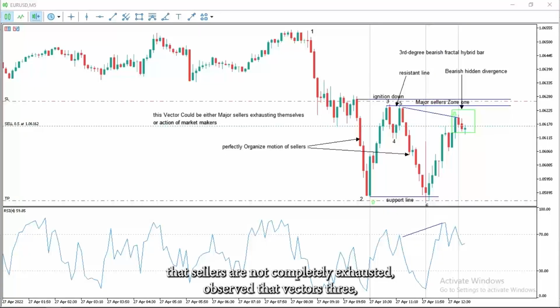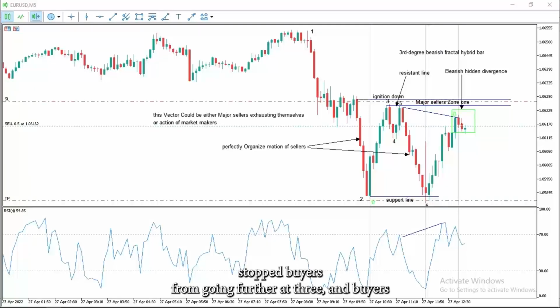Observe that vectors 3, 4, and 5 create yet another double top. The interpretation I get from this double top is that sellers stopped buyers from going further at 3, and buyers overpowered sellers and attempted to break vector 3, but sellers didn't allow them to do so. Sellers won the battle at vector 5 and drove the price down in an organized manner toward vector 2.